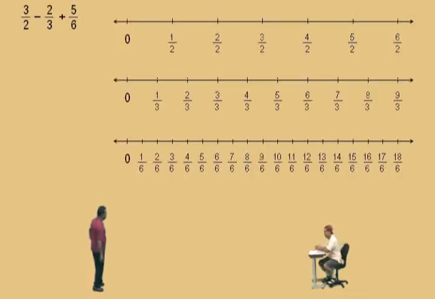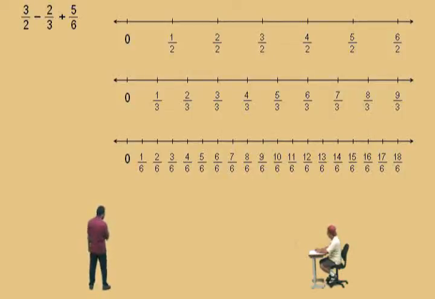Let's put some number lines up there. Now, here's our problem. 3/2 subtract 2/3 plus 5/6. Now, this is the problem we finished in the last video, right? But we were doing it on a number line. Now, we're going to show how you change denominators of fractions using arithmetic. You'll see right now.